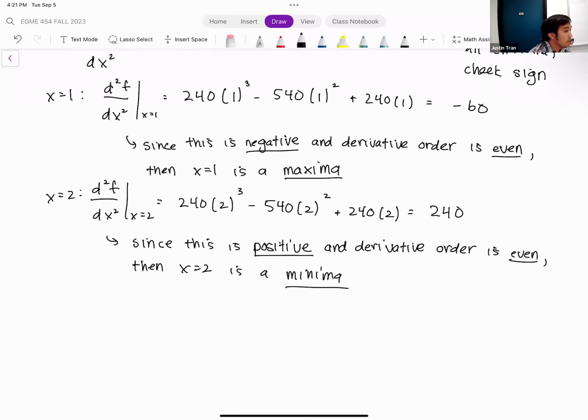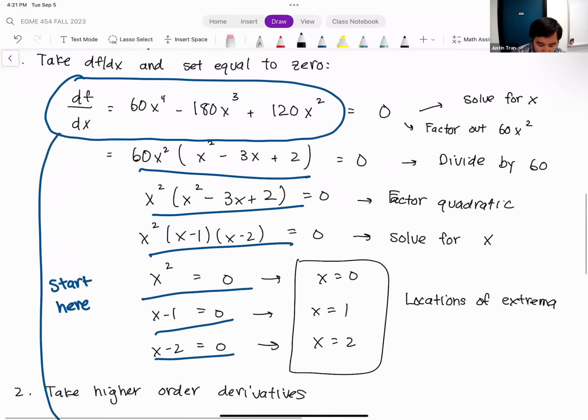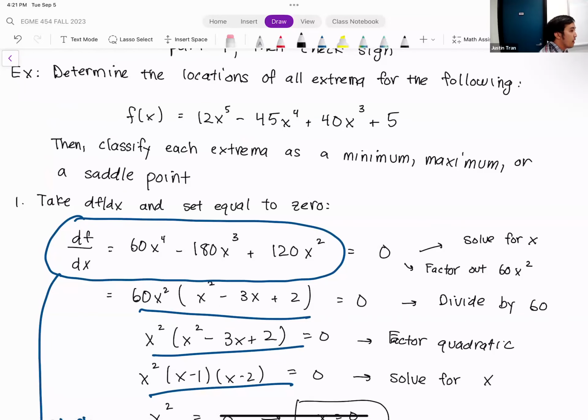Yep. So the minimum and maximum that we usually find out are the global minimum and maximum, right? So these are only local. Exactly. Right now we're only determining whether they're a local minimum or local maximum. To determine if they're global, you would plug x is equal to 1 back into the original function up here, and then find out which gives you the lowest value.